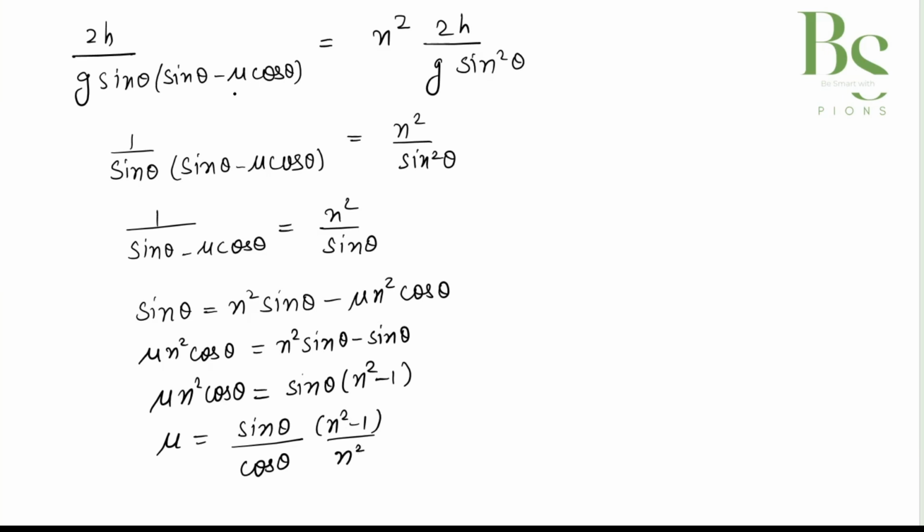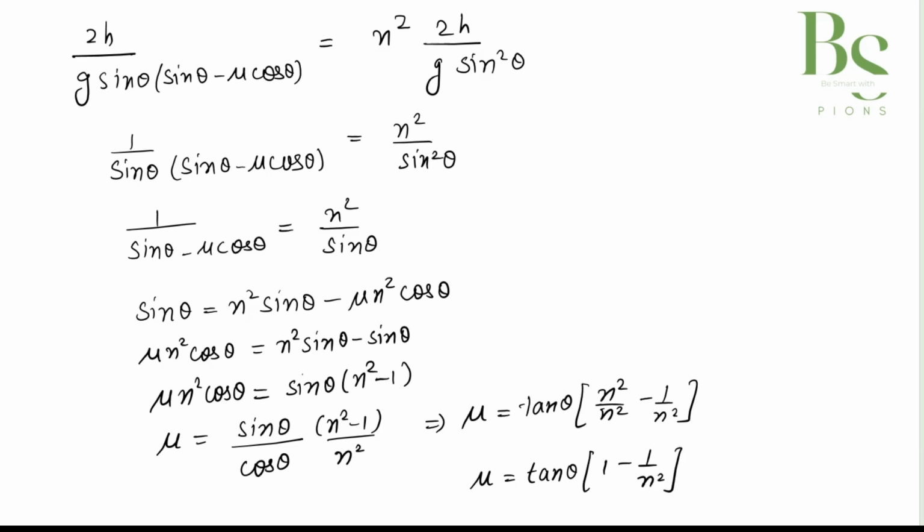So that we can write it here as sin theta upon cos theta is nothing but tan theta. So mu value is tan theta, and let's take that n square minus 1 upon n square inside. So it will be n square upon n square minus 1 upon n square, and that is giving us the final value mu equal to tan theta into 1 minus 1 by n square. That's our final result.